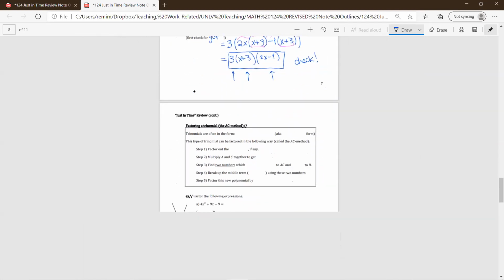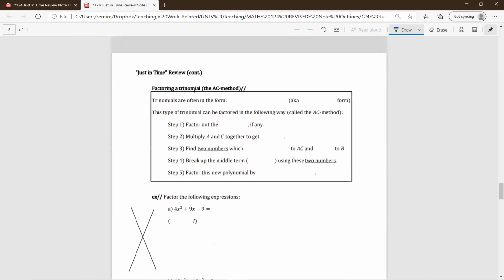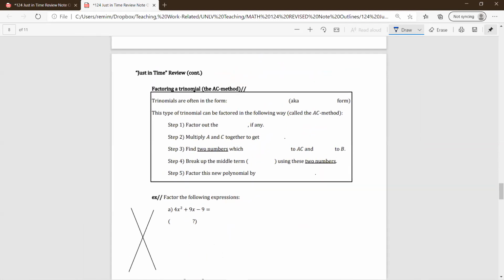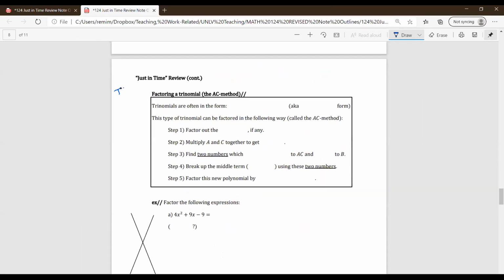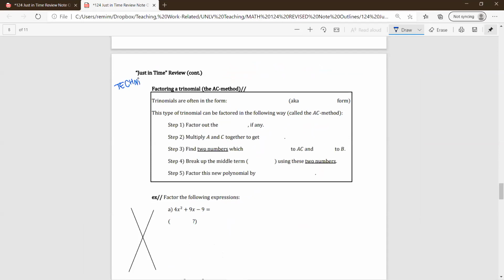Now we're going to move on to technique 3, which is the granddaddy of them all. This is one that I will definitely be asking you questions on, how to do for like the quizzes or the tests. So this one is called the AC method.